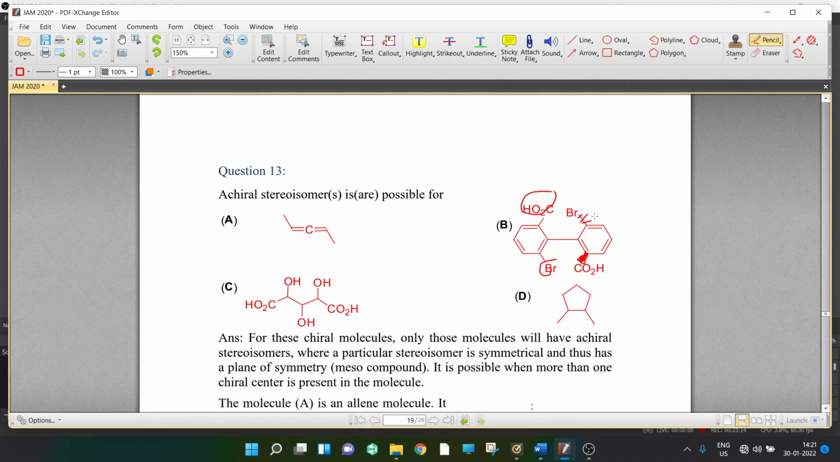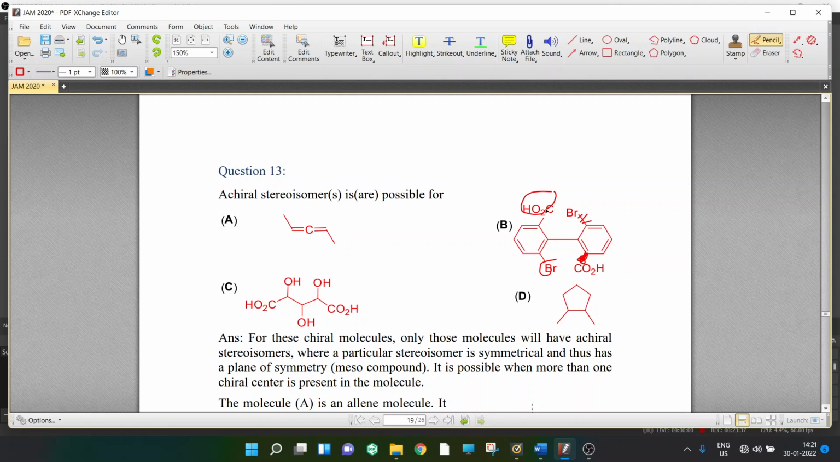In that case, what happens? They cannot rotate easily. Not that they cannot rotate, they don't rotate at all. So you have two different molecules and you will see that they are non-superimposable on each other, and therefore they are chiral in nature. Both molecules are chiral and they will rotate the light in two different directions. They are a pair of enantiomers.